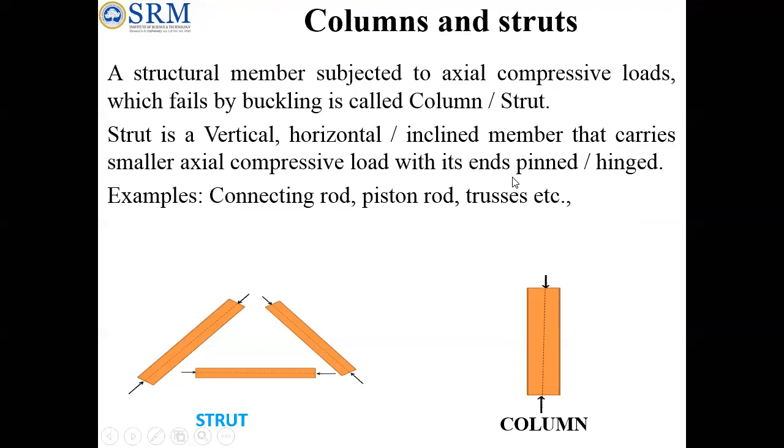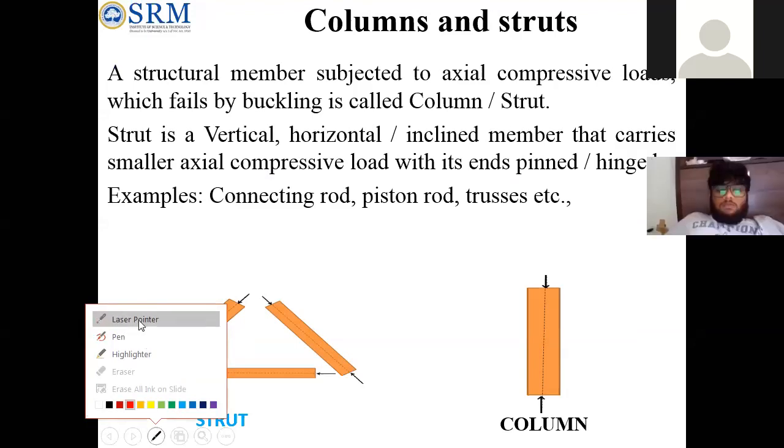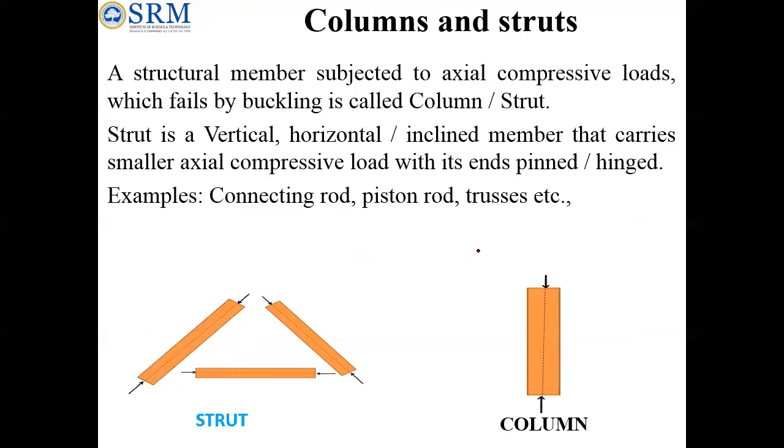Before getting into the topic, let us discuss what is a column and what is a strut. Say, for example, you have a column, and this is a vertical column. So if you have a member which is connected vertically, then it is considered a column. And if you have a member which is connected either horizontally or inclined, then it is considered a strut.